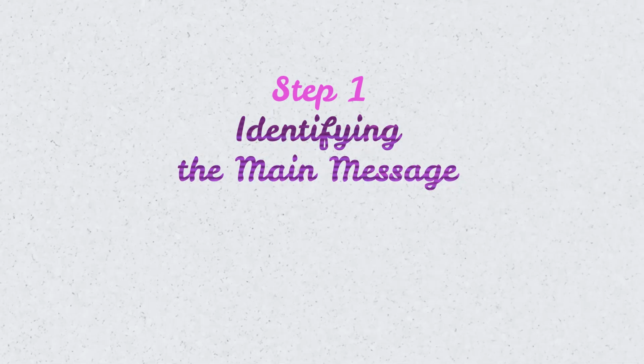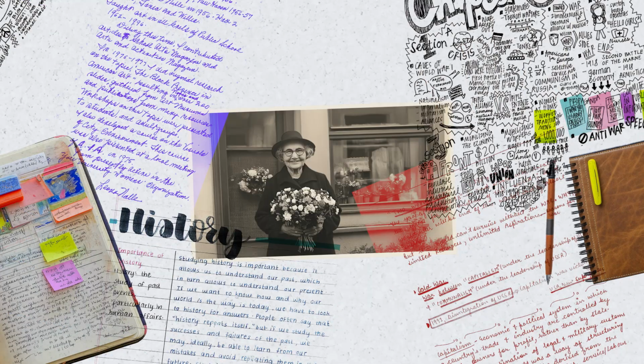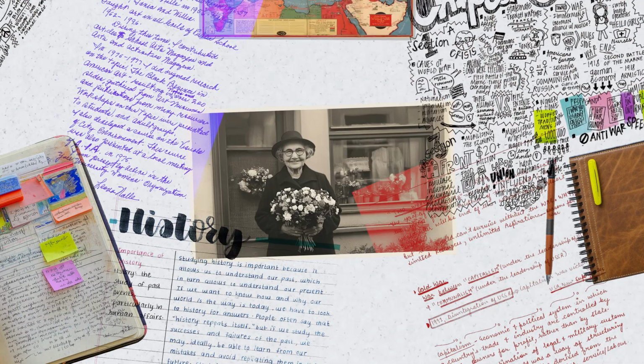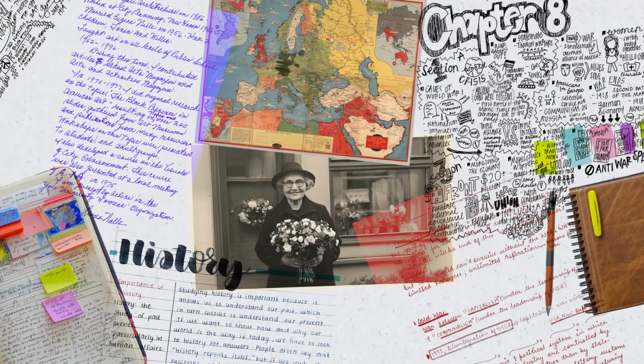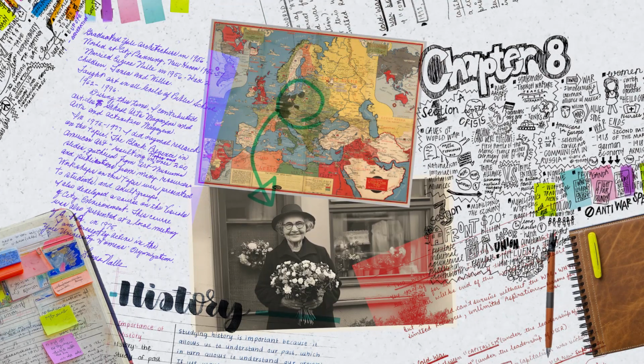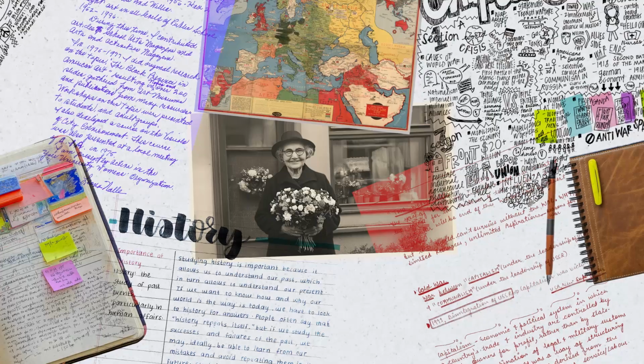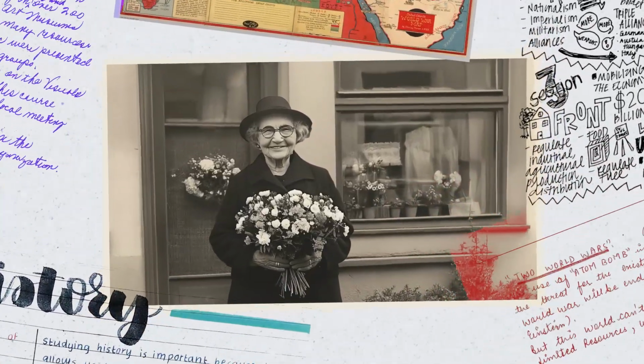Step 1. Identifying the main message. To begin creating a guided history tour, you may start by reflecting on your research findings. Consider how to link the broader historical context with the personal story you want to tell. Then, select significant places in your town that are important to this story.